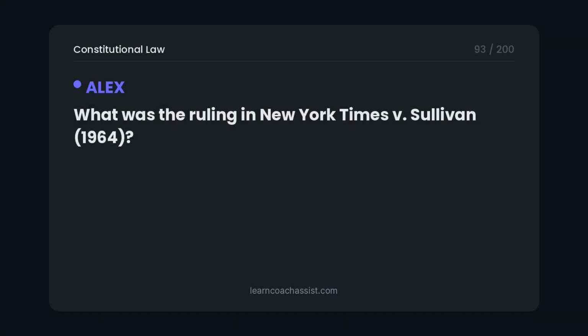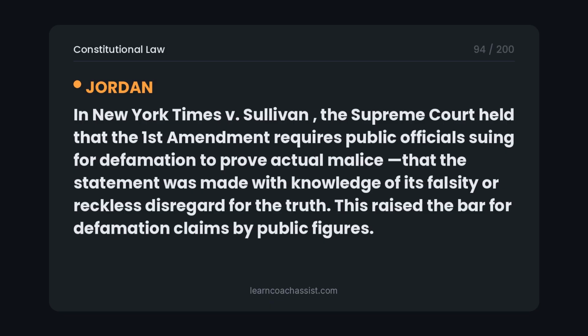What was the ruling in New York Times v. Sullivan, 1964? In New York Times v. Sullivan, the Supreme Court held that the First Amendment requires public officials suing for defamation to prove actual malice, that the statement was made with knowledge of its falsity or reckless disregard for the truth. This raised the bar for defamation claims by public figures.